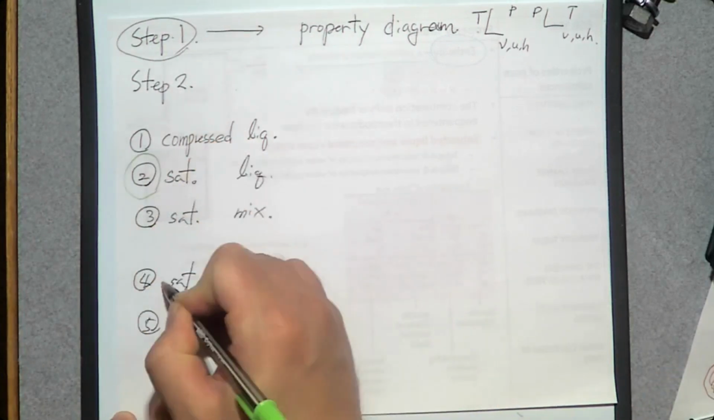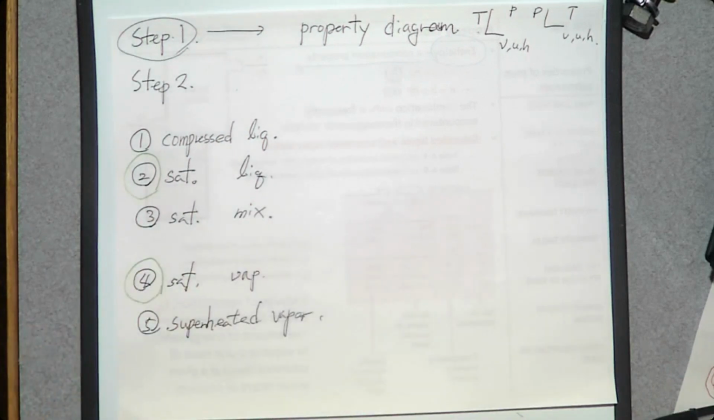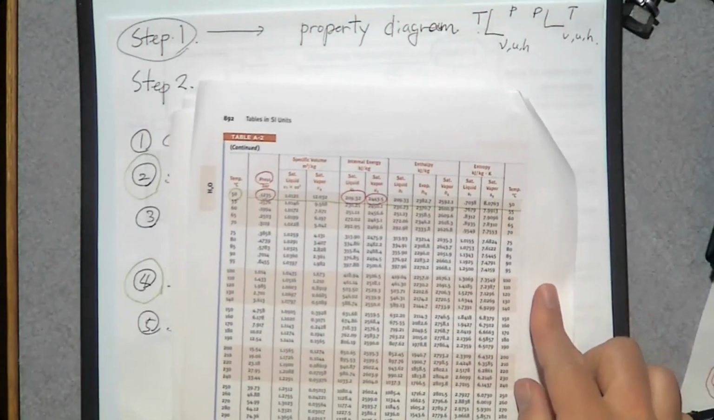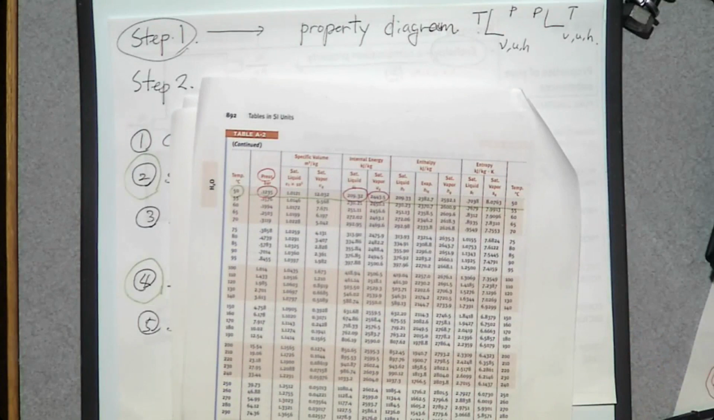Number 2 and number 4. If you have either a saturated liquid or a saturated vapor, finding their properties should be the easiest because their properties are already available on a table.